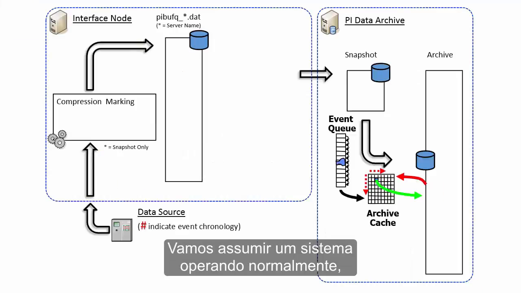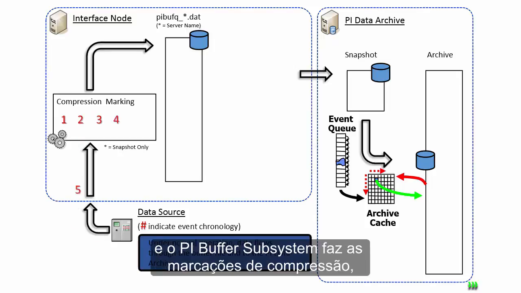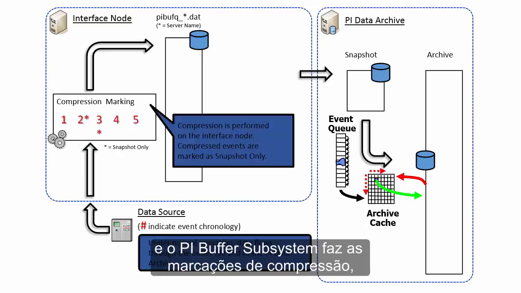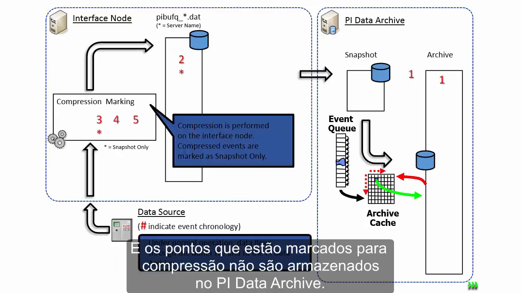Let's assume a normally working system where the data comes from the data source via the PyInterface, and the PyBuffer subsystem performs the compression marking. Data passes through the buffer files into the PyData archive, and the points which are marked for compression are not stored in the PyData archive.